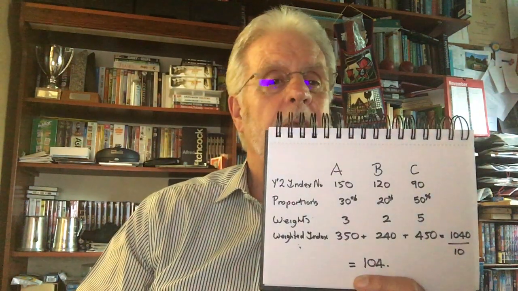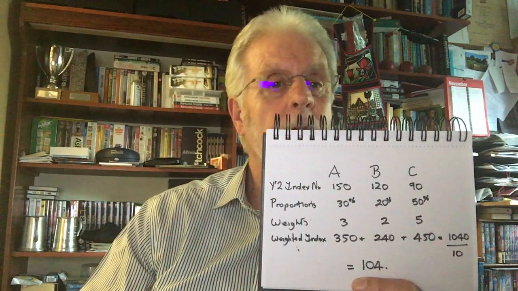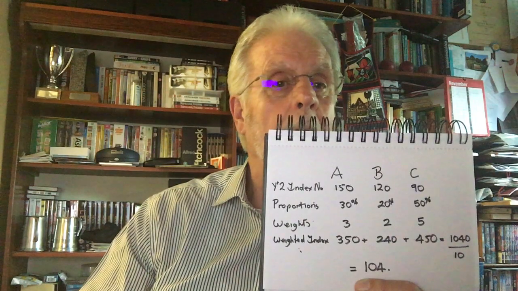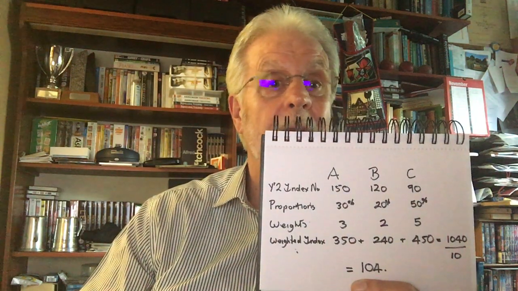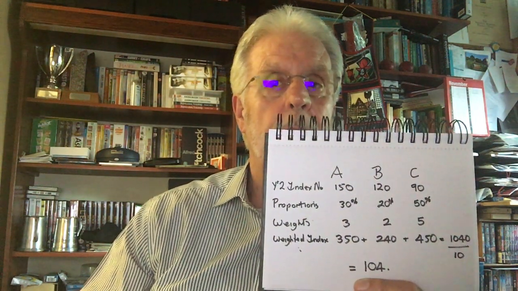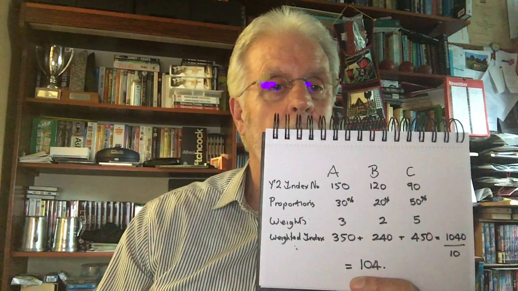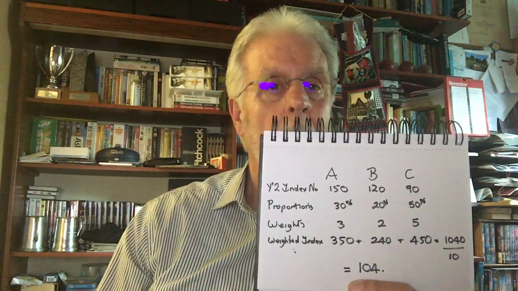Why? Because the most heavily weighted item on this was C, and C went down from 10 to 9. It went down by 10%, and that has brought down the average of these three products all the way down from 120 to 104. So you will come across index numbers quite a lot in national income statistics, and don't make the mistakes that I made when I started by miscalculating the percentage.